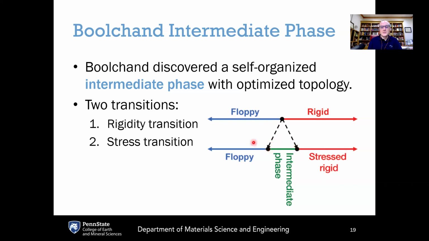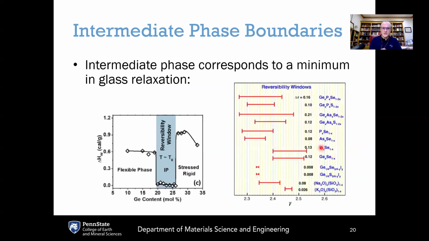So here, the transition from the floppy network to the intermediate phase at this rigidity transition occurs when you go from an under-constrained system to an isostatic system. And then the second transition occurs when the system can no longer stay perfectly isostatic, but you've got stresses that start to build up.